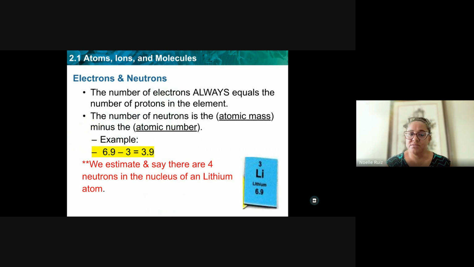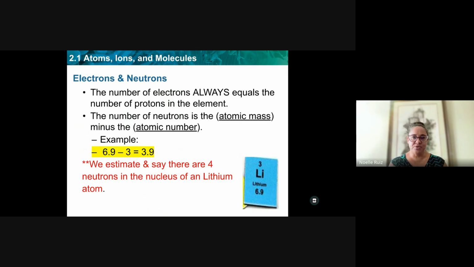So electrons and neutrons: the number of electrons always equals the number of protons in the element. So there's the lithium square. If there are 3 protons, because that's what the atomic number is, there are also 3 electrons. Now, there are different forms of this element, but in a neutral element, which is all we're talking about on the periodic table, protons and electrons have the same number.